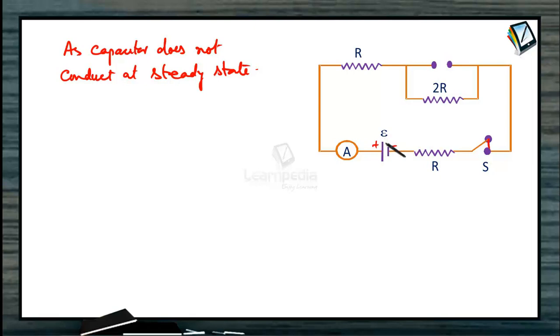Total EMF is E. So we can now calculate the current I after a long time of connecting: EMF E divided by resistance R plus 2R plus R, so altogether E by 4R. This is when the switch is connected for a long time. The capacitor will be as if it's not existing, and doesn't allow any charge or current to flow. Therefore, this 2R resistor will now come in series with resistance R and R. The ammeter reading will be E by 4R.